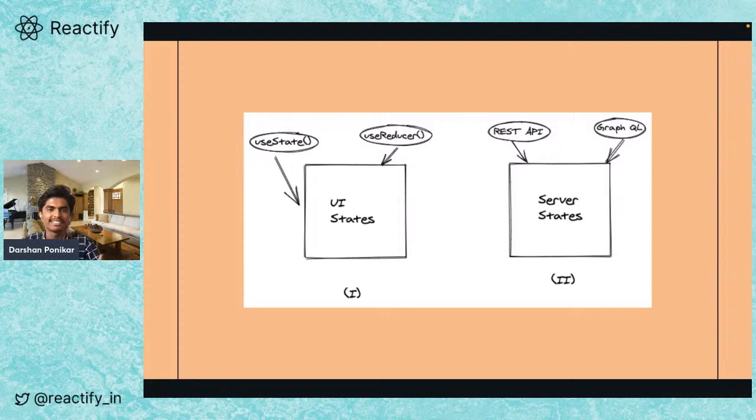But you know what? This is a really common thing, and we are repeating the code again and again all over the place. And that's what React Query is solving. So again, there are two types of state: the first one is UI state and the second is server state.